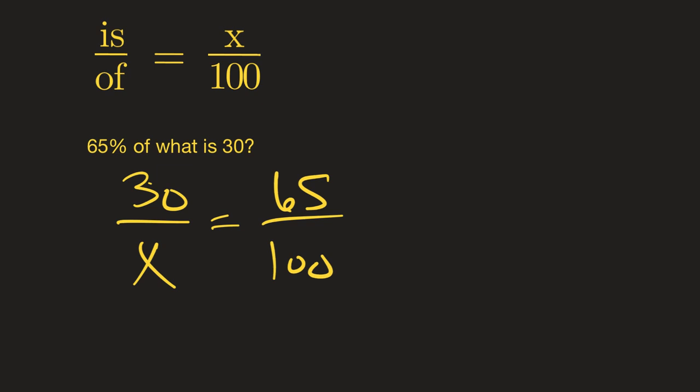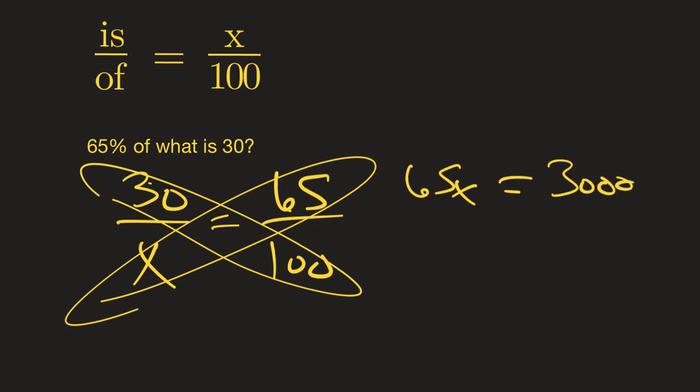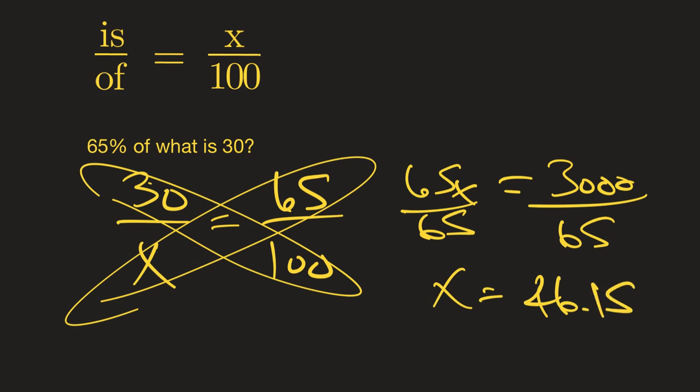So 30 over x equals 65 over 100. Cross multiply. 65 times x, 65x, equals 30 times 100, which is 3,000. How do we solve? Divide by 65. It's a one-step solve. 3,000 divided by 65 is 46.15. Boom.